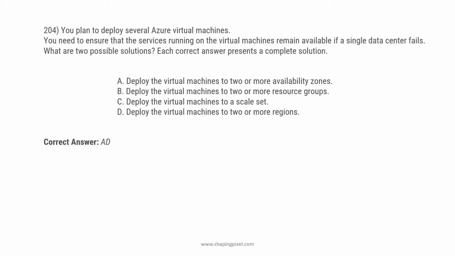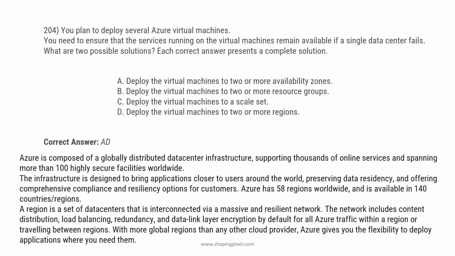The right answer is option A, deploy the virtual machines to two or more availability zones. And option D, deploy the virtual machines to two or more regions. Azure is composed of a globally distributed data center infrastructure supporting thousands of online services and spanning more than 100 highly secure facilities worldwide. The infrastructure is designed to bring applications closer to users around the world, preserving data residency and offering comprehensive compliance and resiliency options for customers.